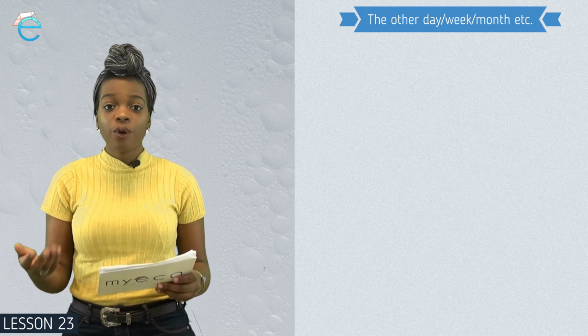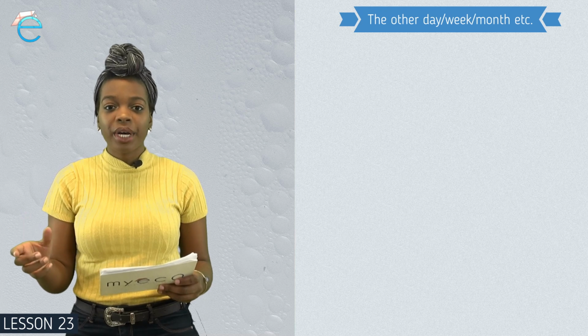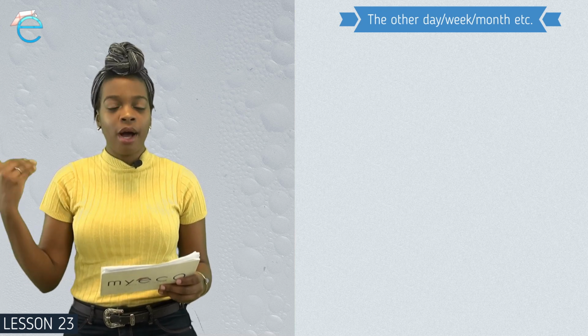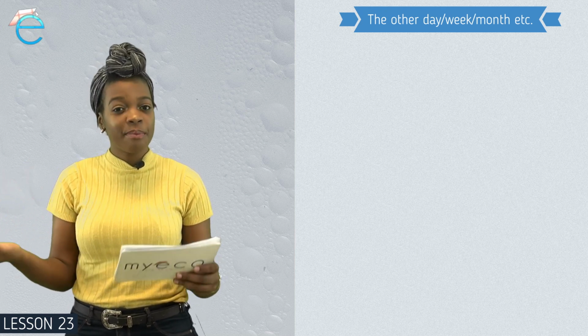Expressions like the other day, the other week, or the other month are also very common uses of the word other. And these words show us about something that's happened in the past, but not very long ago, maybe 2 or 3 days ago, or last week, or last month, recent in the past. Let's have a look at some examples to better understand this.